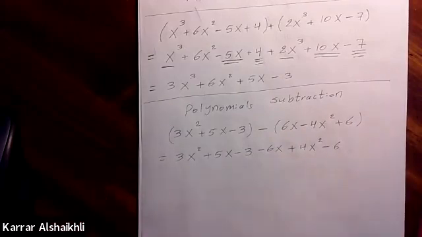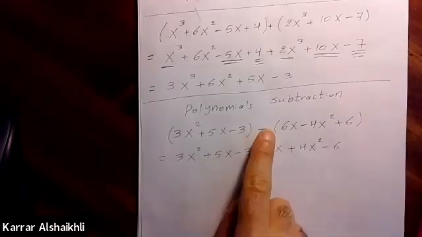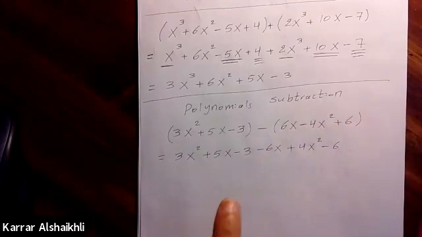With addition, you're going to write down the first polynomial, and then you're going to write down the second polynomial, then you're going to combine the like terms. Sir, why do we change the sign? Because it's minus. So when you have minus between two polynomials, you're going to change the sign for the second polynomial.